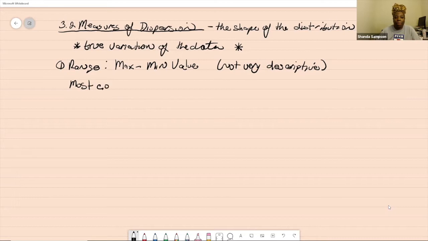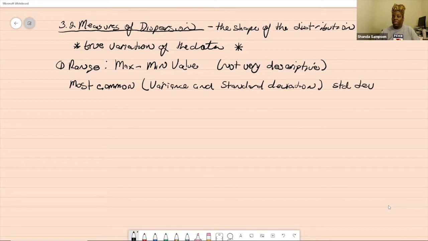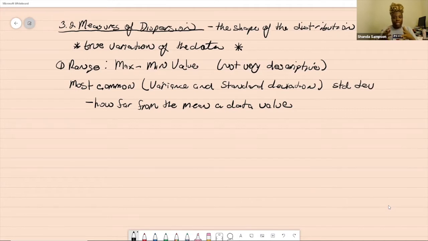The most common measures of variation are variance and standard deviation. These tell you how far from the mean your data value is. Remember, the mean is what from last section? The mean is the average, if you want to use that word. We don't use that word in stat. But the mean is the average of your data points. So the variance and the standard deviation really tell you how far is this from the center? How far is this from the middle? That's what the variance and standard deviation tell.